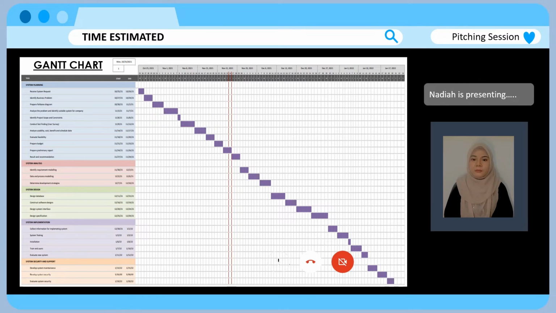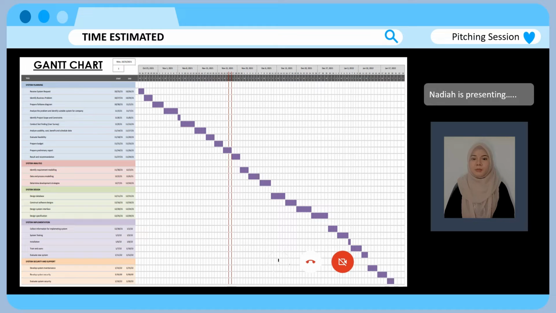For the system analysis phase, first we will identify the requirement modeling, and next we will do the data and process modeling, and we will determine the development strategy. After that, for the system design phase, we will design the database first, and next we will construct the software design. After that, we will design the system interface, and then we will design the specification for the system.